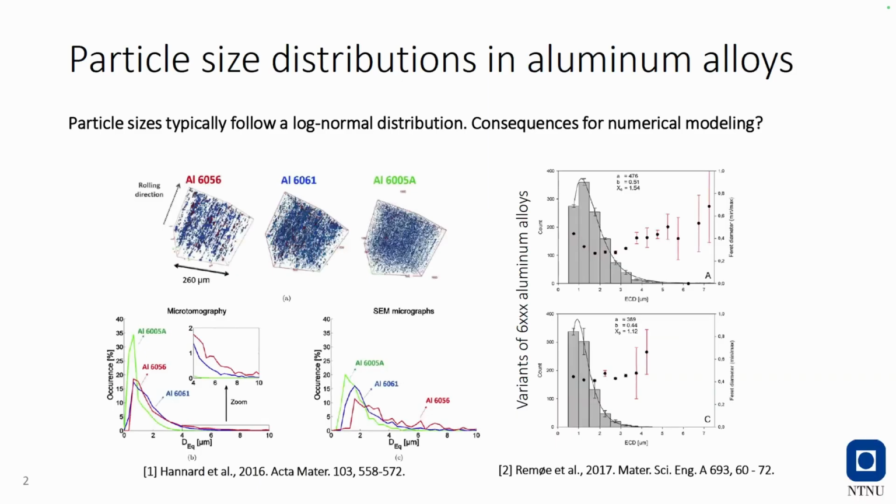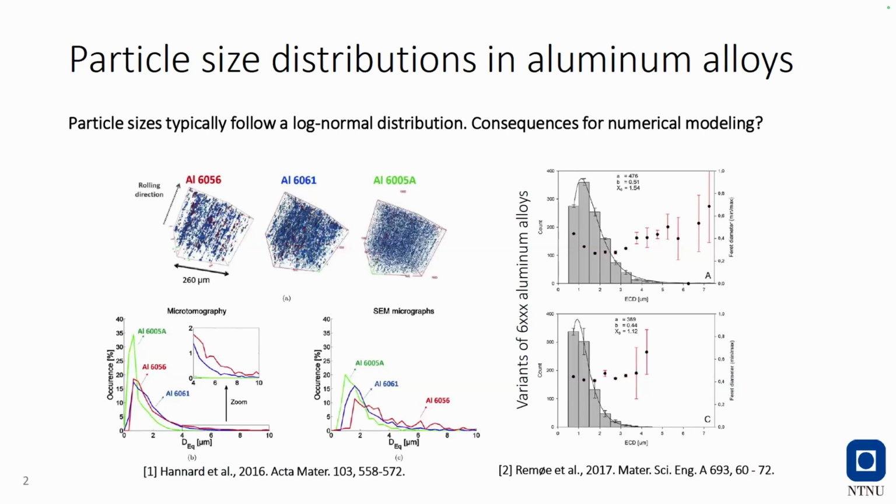And the background and motivation for this work is that typically in aluminum alloys and in other types of metal alloys as well, but we work a lot with aluminum, the particle sizes typically follow a log normal size distribution. This type of unit cell simulation is based on a single void size, basically. So there's no size distribution. So we want to look at the effects of that, the consequences for modeling.